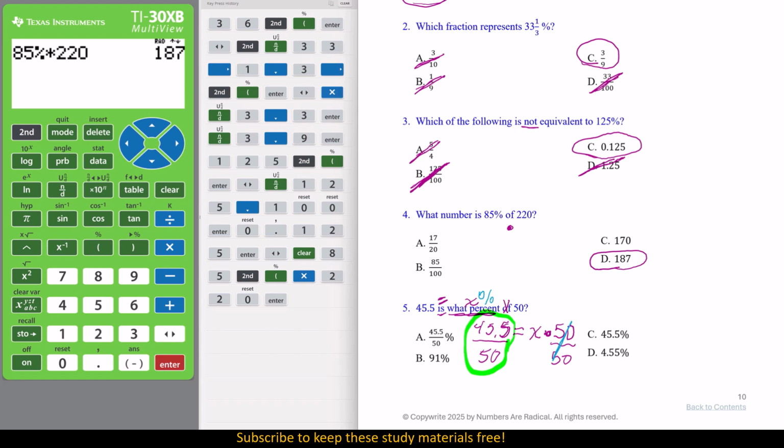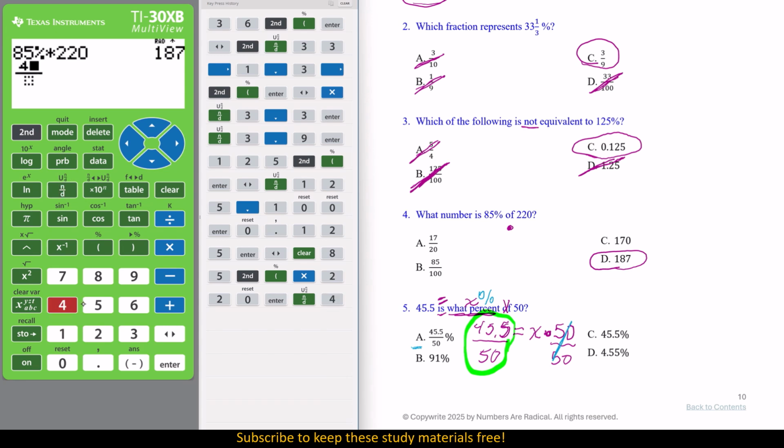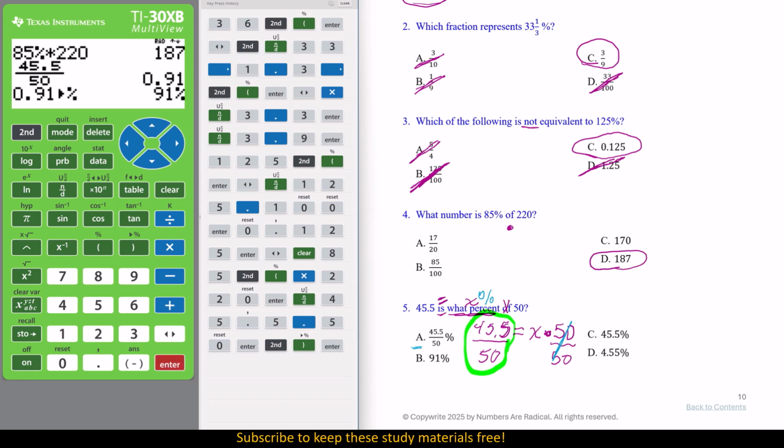So when we look at our options, we're still not sure what to eliminate. Well, here's A. A looks like it might work. Maybe, maybe not. Let's put it in the calculator and see what happens. Let's set up our fraction: 45.5 over 50, 91. Okay, so if I have 91 and I need to change that to a percent, second, close parentheses. So change 91 to a percent.